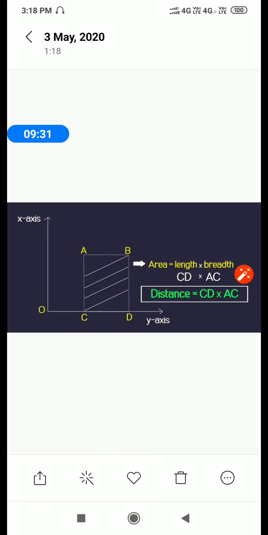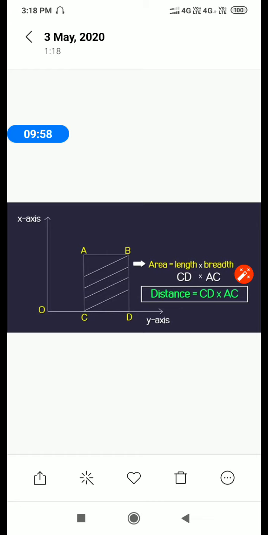Now to calculate the distance from the velocity time graph, we will calculate the area of that region. Please don't be confused here. The x-axis is written as y-axis and the y-axis is written as x-axis. It is misprinted. Okay, to calculate the distance from the velocity time graph, we will calculate the area of ABCD. It is a rectangular shape.